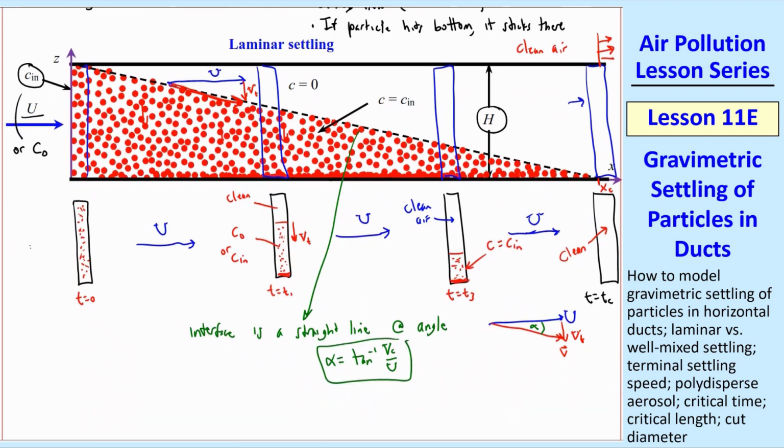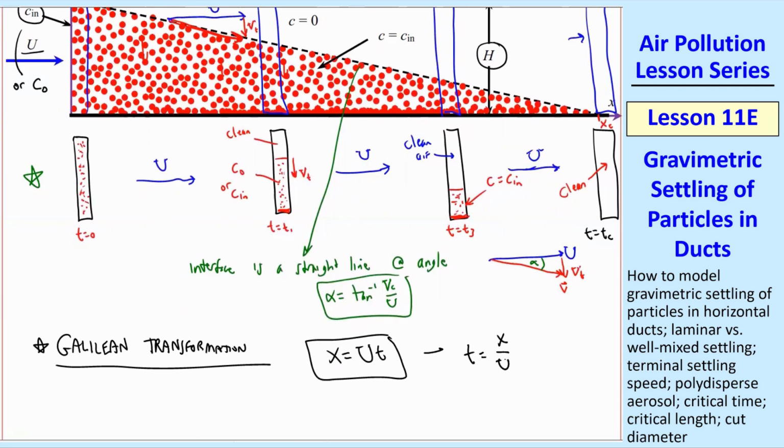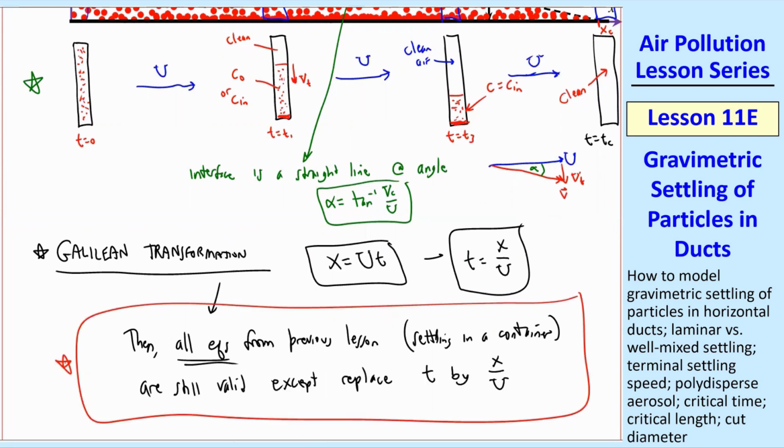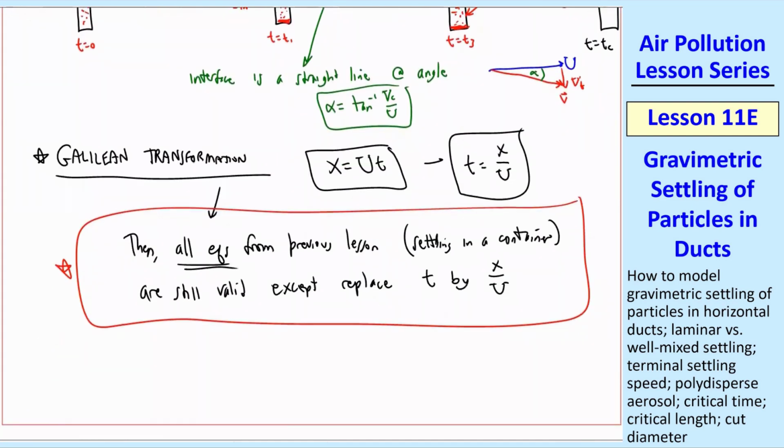Well, I think you can already see that since this is so similar to what we've just talked about of settling in containers, we can do a simple Galilean transformation between x and time, namely x is capital U t, or t is x over U. So all the equations from the previous lesson, settling in a container, are still valid, except we replace t by x over U. It's this idea of the camera moving with the flow, and what we see at these locations is exactly what we see in the container settling case, except now this is unsteady in time, but we can translate to distance by this transformation.